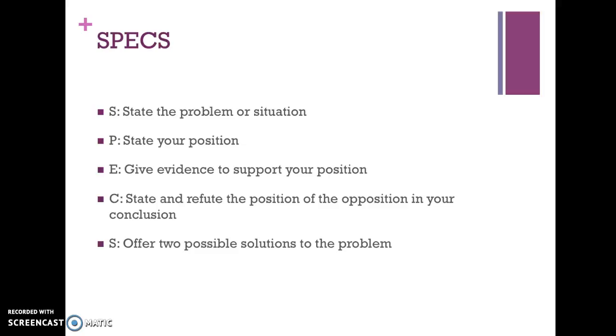You can see that the beginning of SPECS is very, very similar to the method that we saw on the previous slide. Where it differs is that we're stating and refuting the position of the opposition very clearly in one step and towards the end of our piece, rather than putting both sides of the argument up front. This method puts your position up front and then ends by saying, the opposition might believe this, but here's why they're wrong. And it also concludes by offering 2 possible solutions to the problem.